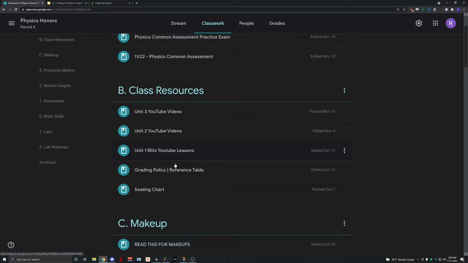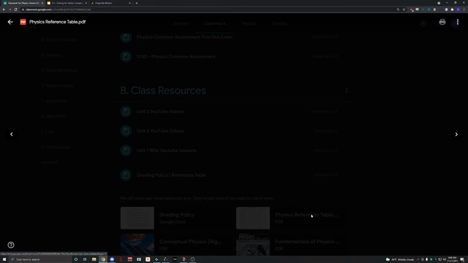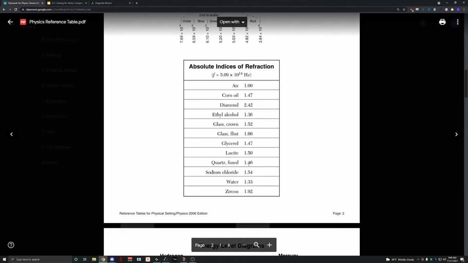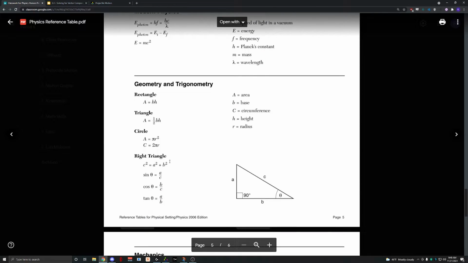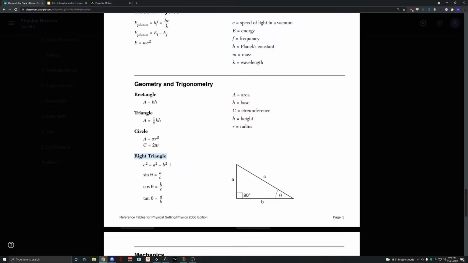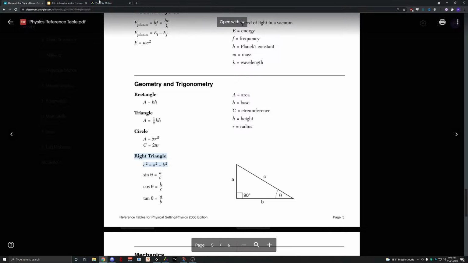Now, on your reference table, the Pythagorean theorem is given to you. Right here. Pythagorean theorem on the bottom. That's the Pythagorean theorem.